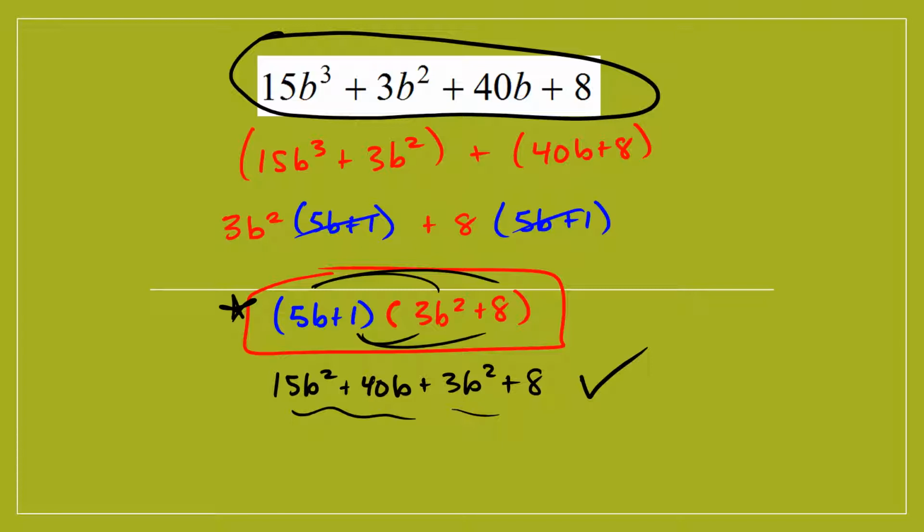This didn't come out in standard form. I'd have to rearrange it, put the 3b squared before the 40b, but that's checking. So it should multiply out. If you factor correctly, it should multiply out to be your original polynomial.